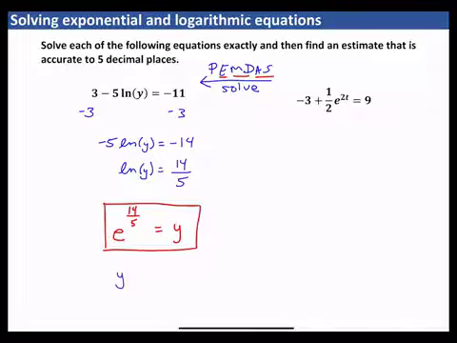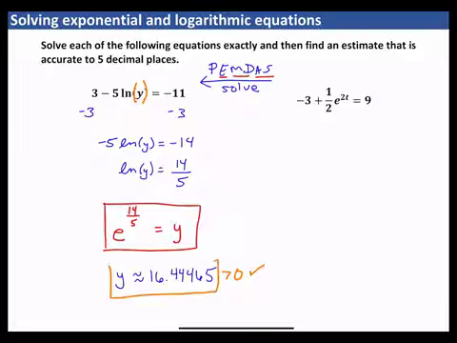And again, using whatever computational device you prefer, we would get y as approximately 16.44465. And also remember that the input, right, the domain of the logarithmic function needs to be a positive real number, and 16.44465 is a positive real number, so that checks. We can in fact say that our exact answer is e to the 14 over 5, or approximately 16.44465.